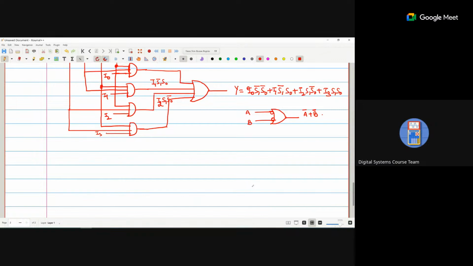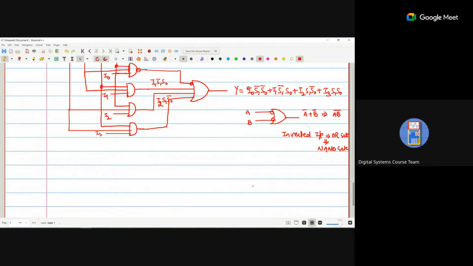And according to De Morgan's theorem, can I write it as (AB) bar? Yes, sir. Okay. So if I apply inverted inputs in an OR gate, that becomes a NAND gate. So what should I do? I use one bubble here, one bubble here. Both bubbles mean inverting two times.